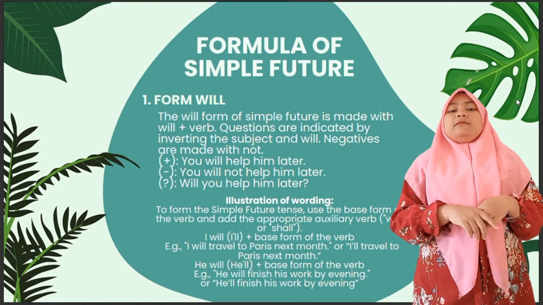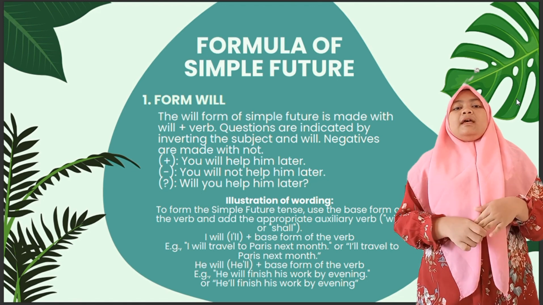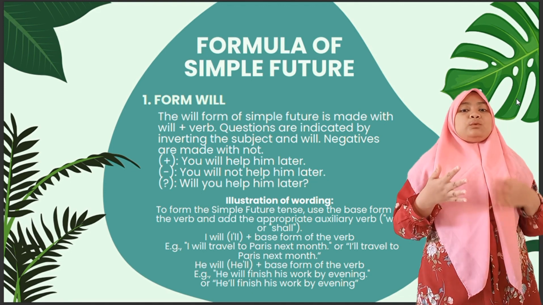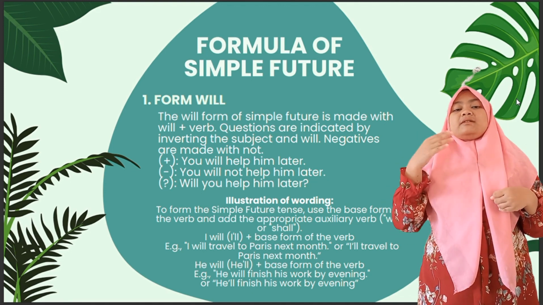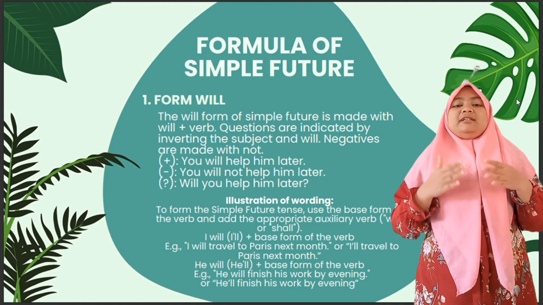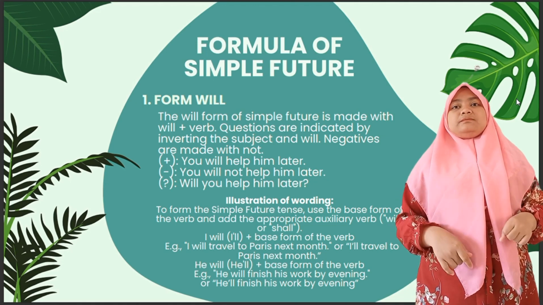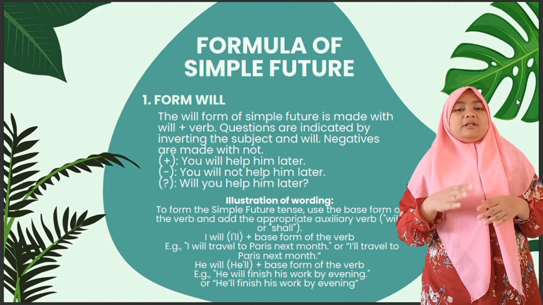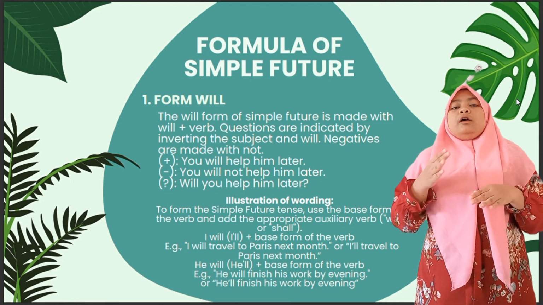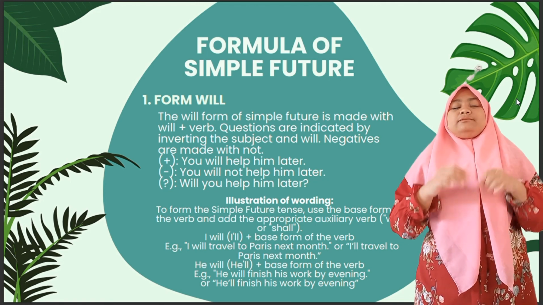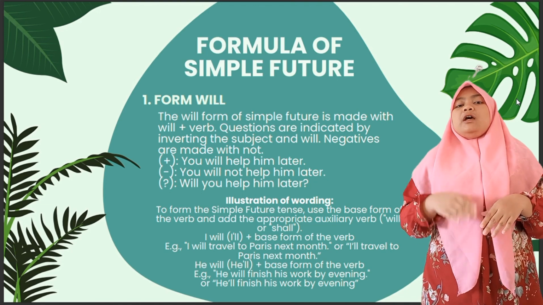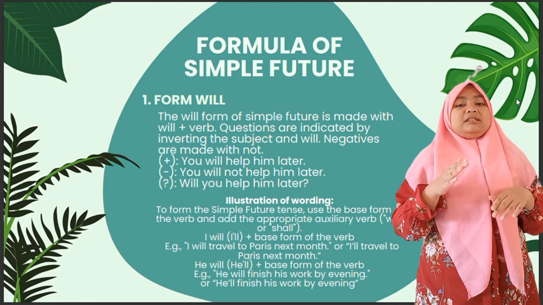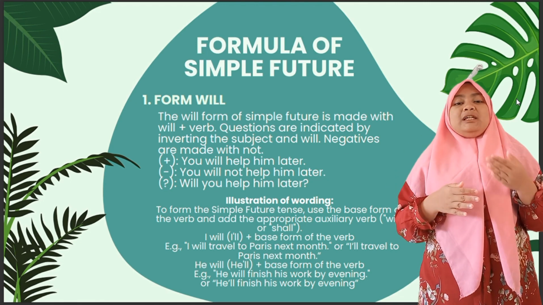The formula of simple future tense. The first form is will. The will form of simple future is made with will plus verb. Questions are indicated by inverting the subject and will. Negatives are made with not. For example, positive: you will help him later. The negative: you will not help him later. The interrogative: will you help him later?